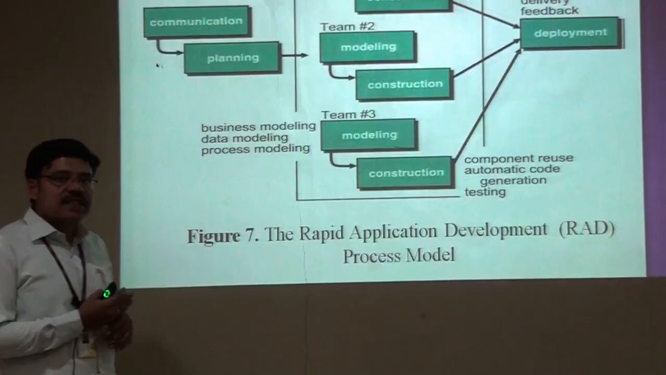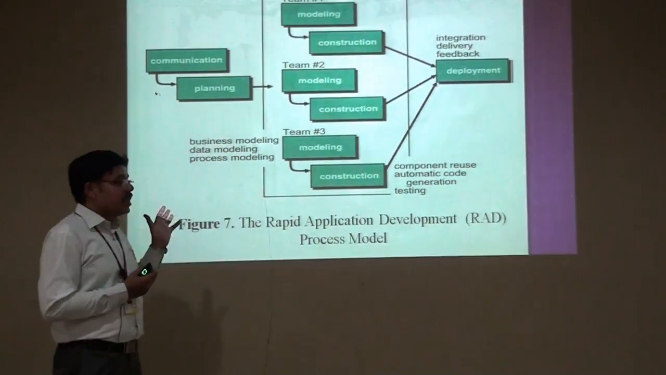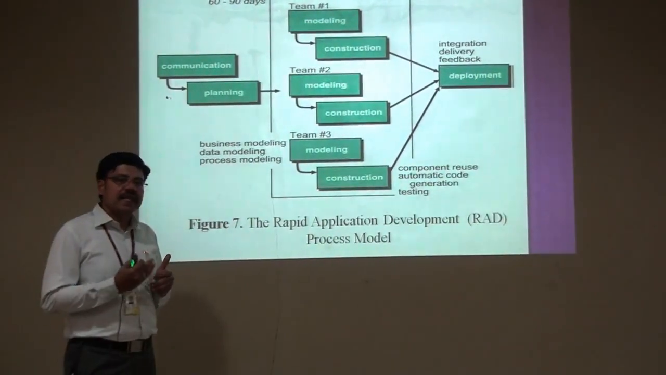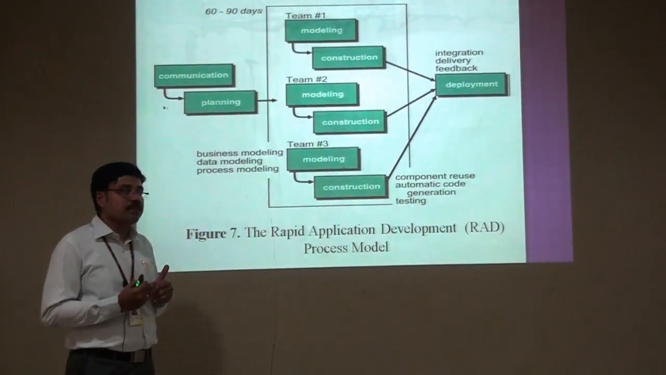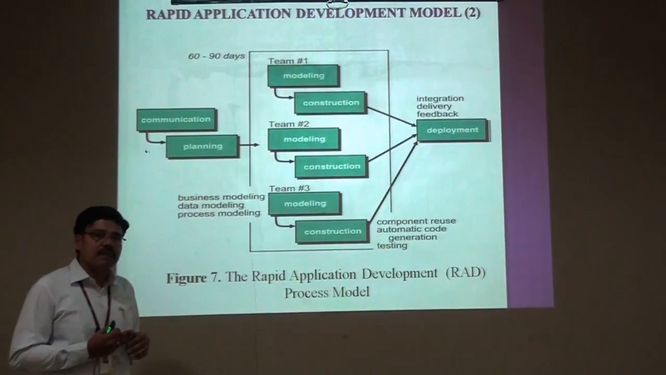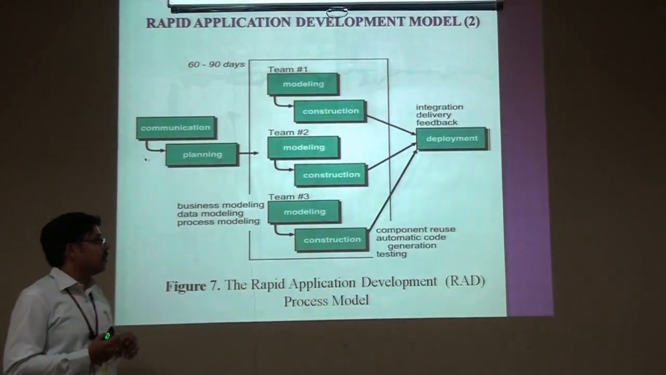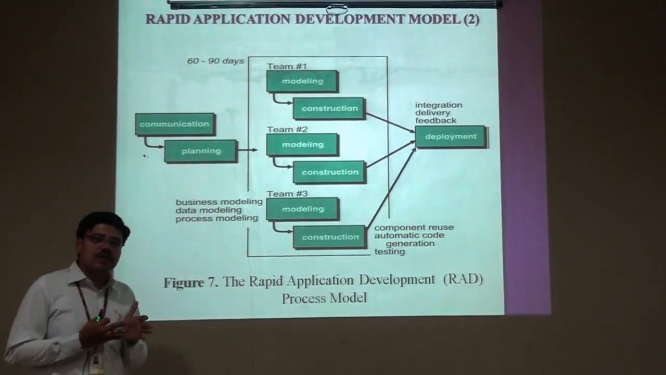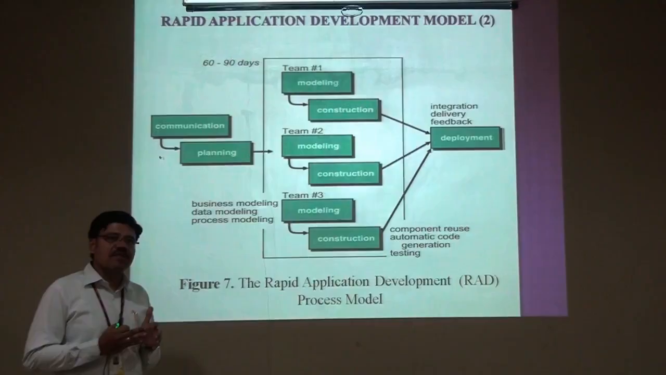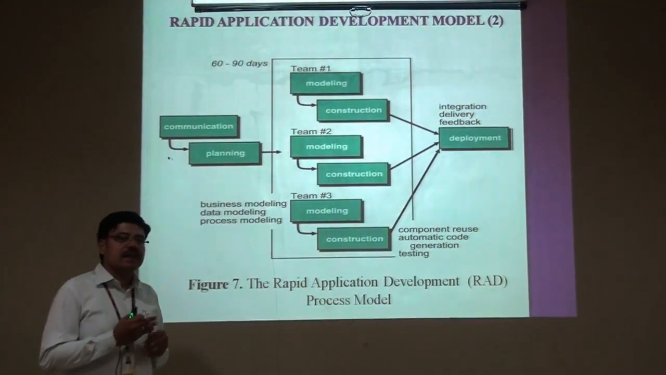So this is the process model diagram. It includes communication and planning. Many teams will be involved in gathering the requirements as well as doing the planning process, and the modeling and construction will be done in a parallel processing manner. We are going to divide the complete project into various modules, and each and every module is going to be implemented by a separate team.